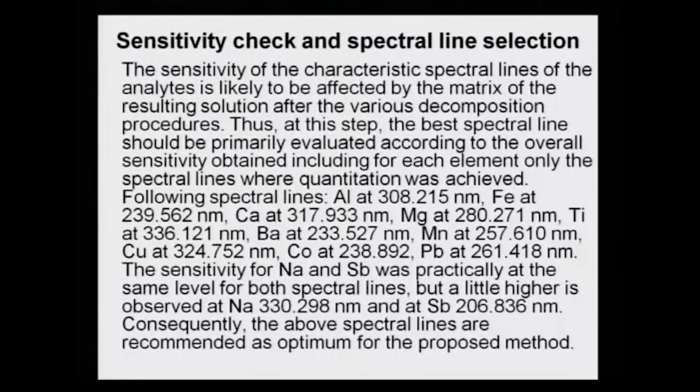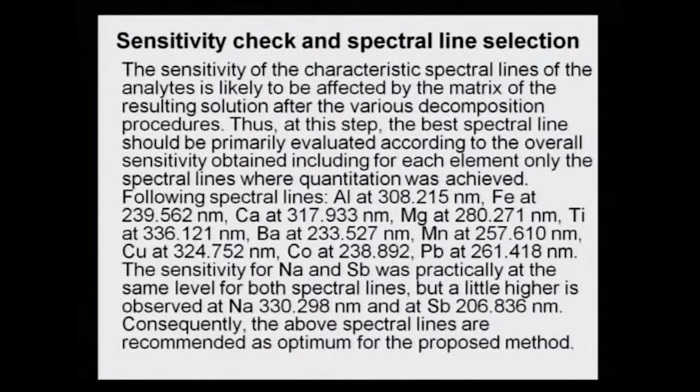Following spectral lines were chosen: for aluminum 308.215 nanometer, for iron 239.521 nanometer, for calcium 317.933 nanometer, for magnesium 280.271 nanometer, for titanium 336.121 nanometer, for cobalt 238.892 nanometer, for lead 261.418 nanometer.